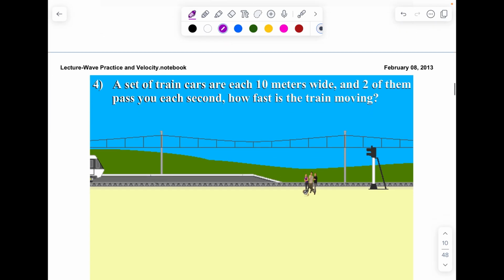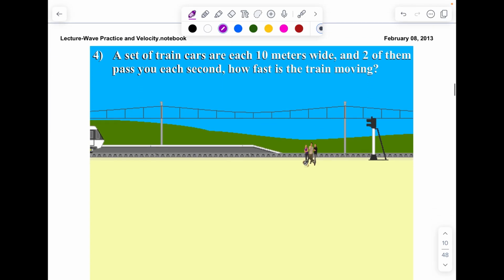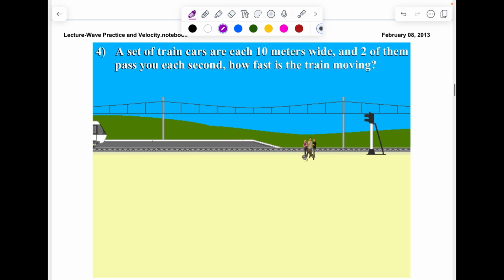All right, so here's what I really wanted to look at, this train car business here. You might be thinking, what the heck are we looking at train cars for? Well, these are a great analogy for waves and wave speed. We'll talk more about wave speed later. We kind of hit it a little bit yesterday. So imagine train cars that are each 10 meters long, and 2 of them pass a second. They want you to figure out how fast this train is moving.